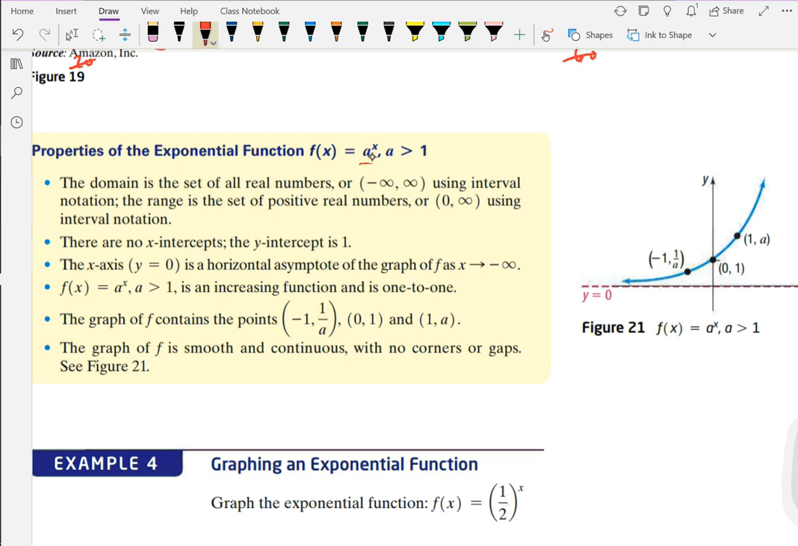So when x is 0, this is a to the 0, which of course is just 1.